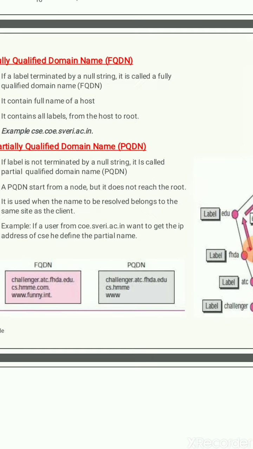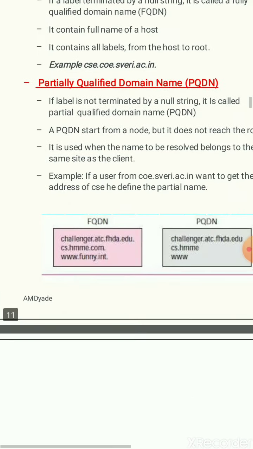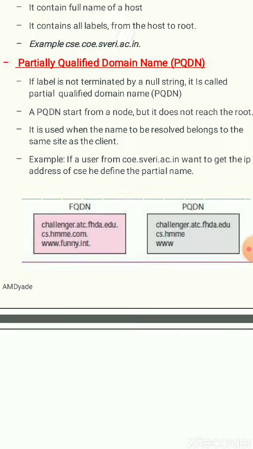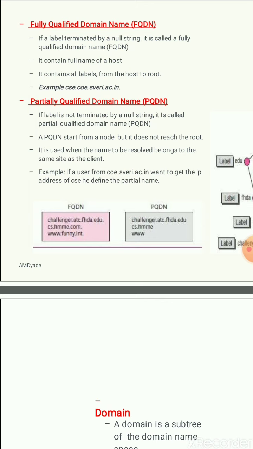For the example, here also we can see the difference. Here is the example given: challenger.atc.fhda.edu. But in the partially qualified one, there is no ending dot. That is the main difference between partially qualified and fully qualified.